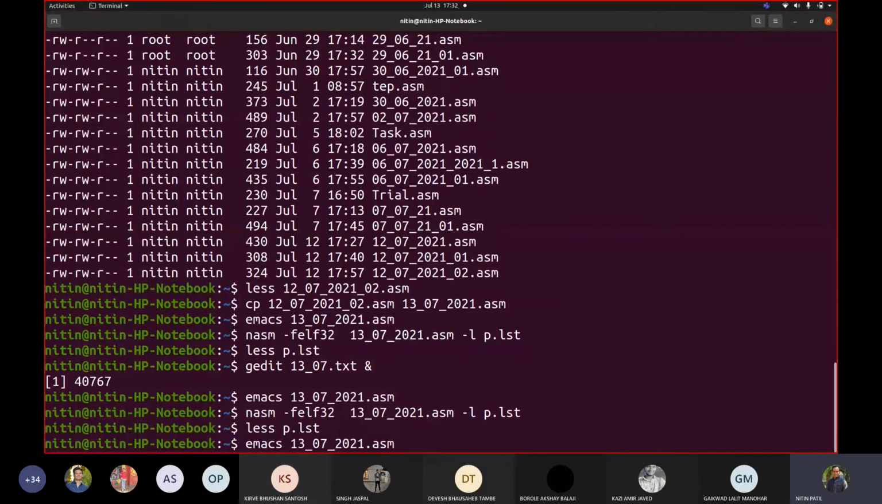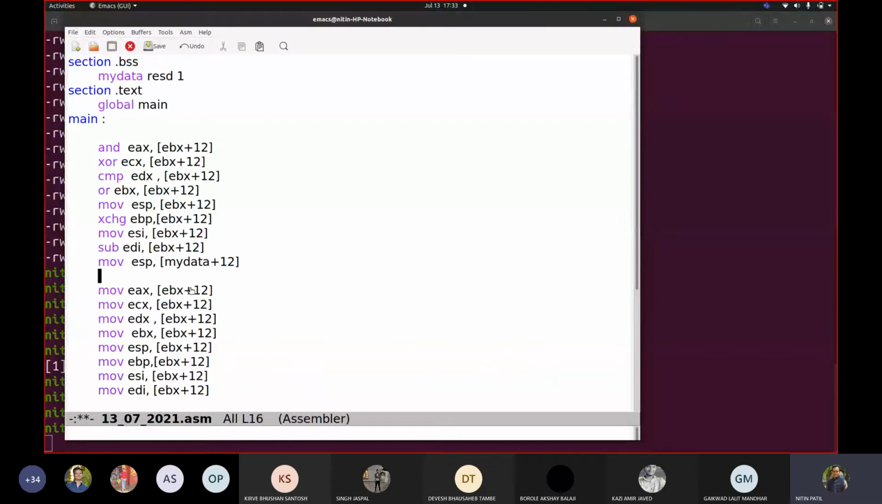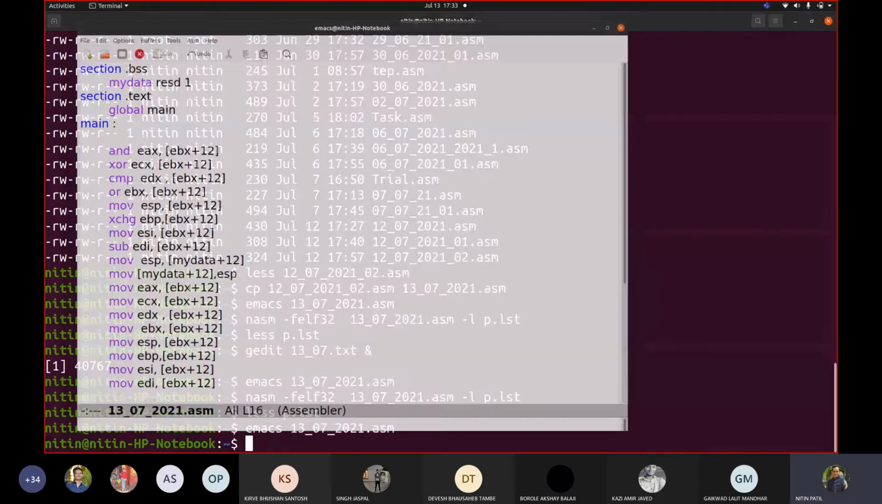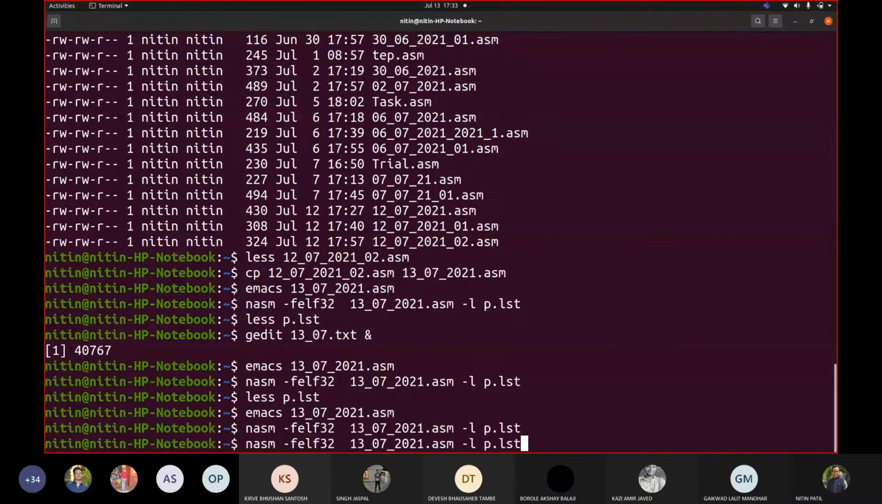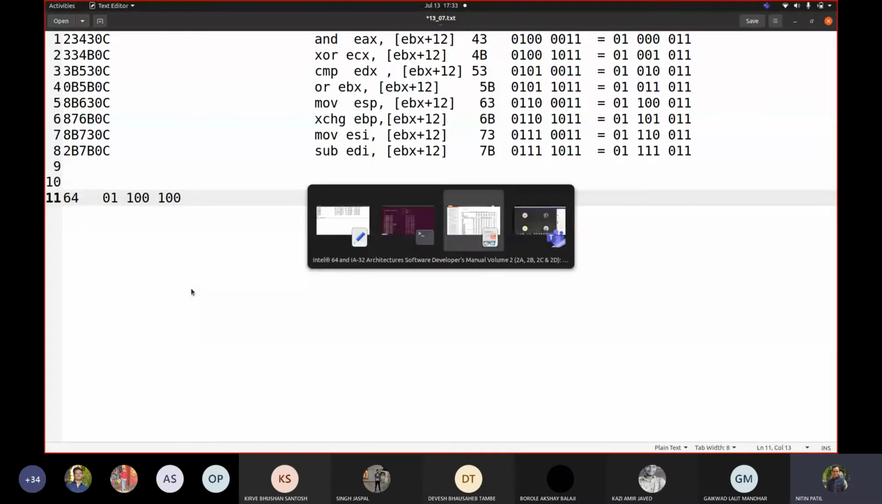So now let me try, because that's what we are doing. Let me do it this way: move my data plus 12, comma ESP. Now let me reverse it. Let us try what it does. Now in both the cases, it is showing me 25. But actually what has changed is my opcode. Then how exactly can I get this part?